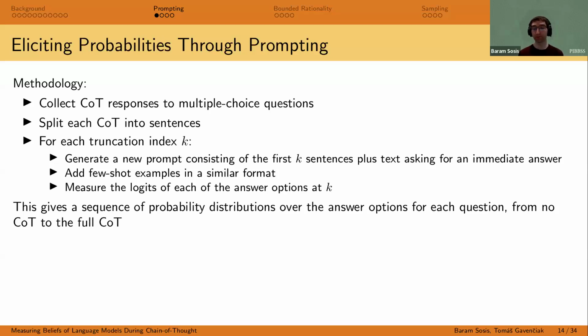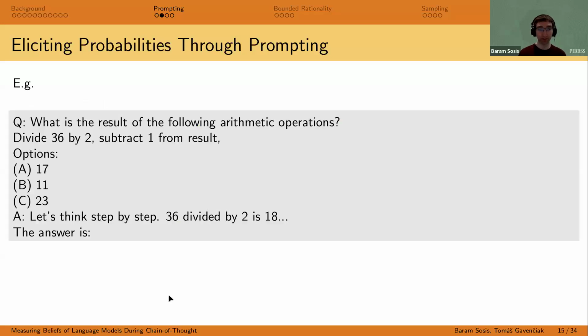Going from none of the chain of thought, just giving it the question, and then increasingly adding sentences until you get the full chain of thought. I think I actually cut out the last sentence of the chain of thought typically, because at the end of it the model will typically just say, "and the answer is A" or whatever. So I don't think it really made sense to include that there.